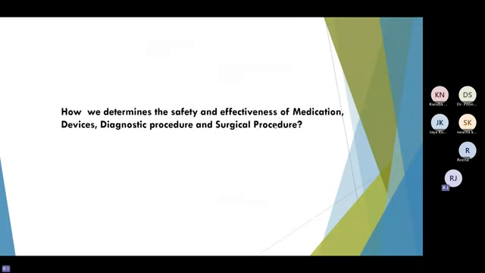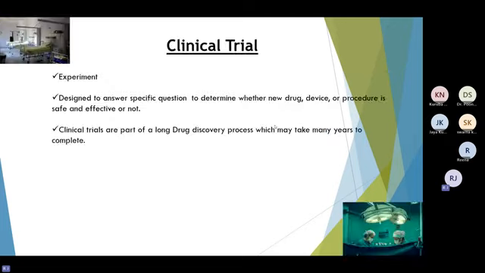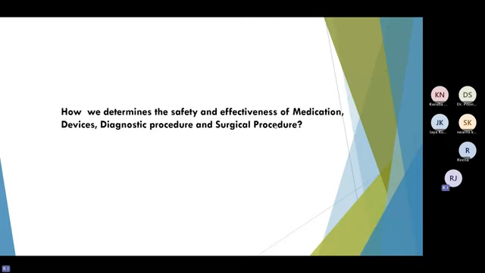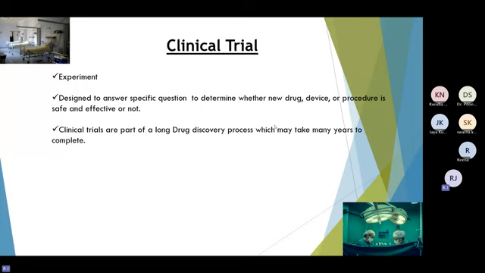Then I said, what is the purpose of treatment research? It is nothing but to determine the safety and effectiveness of a medication, device, diagnostic procedure, and surgical procedure. Okay. So how do we do this? We run experiments to determine the safety and efficacy of a treatment. Those experiments are called clinical trials. In a clinical trial, we try to answer a specific question to determine the safety and efficacy of a particular treatment. A treatment can be any drug, any medical device, or any procedure, meaning any surgical thing.